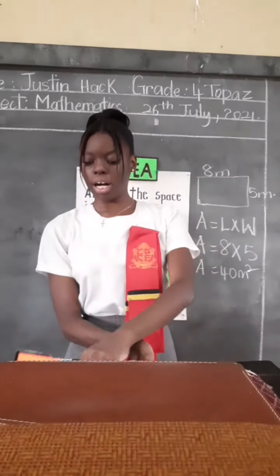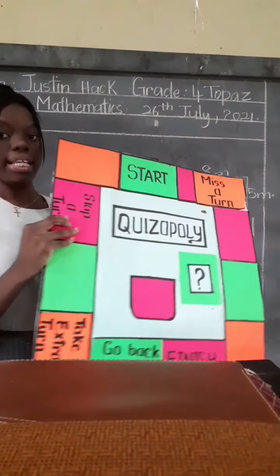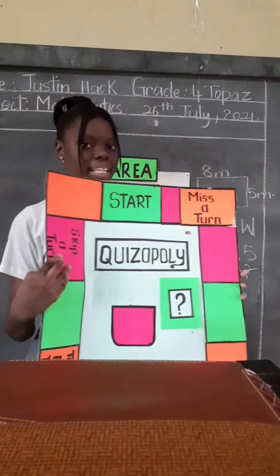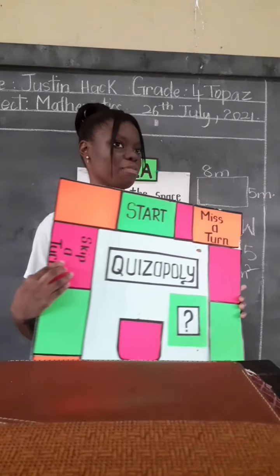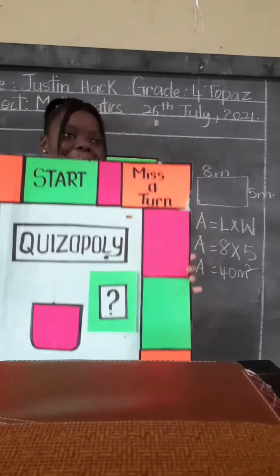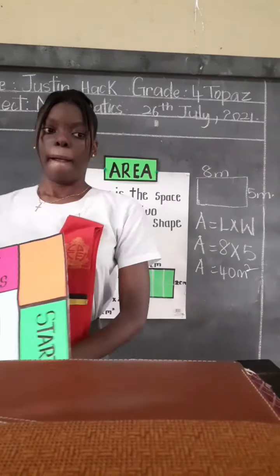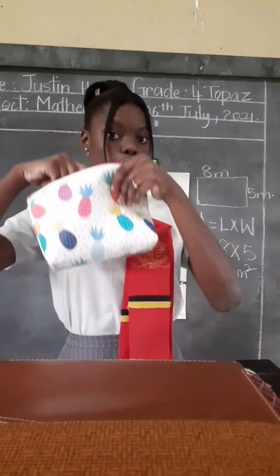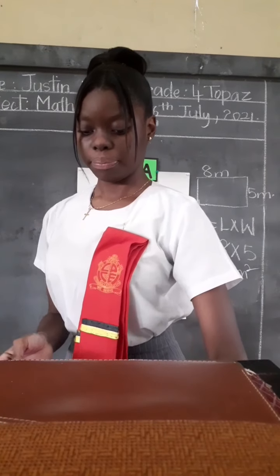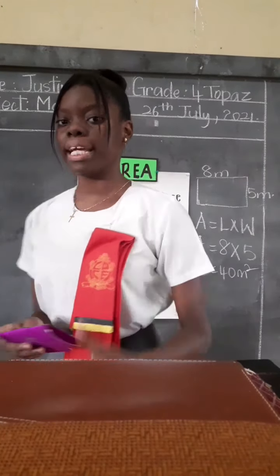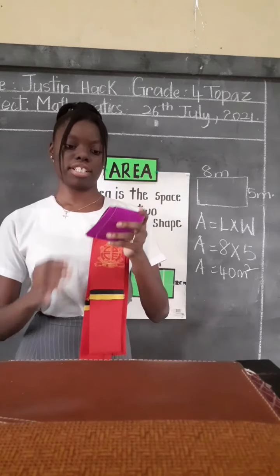Since we all understand that, Miss has a game for us to play. A very colorful game. And this game is called Quizzopoly, right? It's mimicking that of Monopoly. I know you recognize that name. Miss has 3 cards that she's going to give to each group. When you're playing the game and you're rolling your dice and you land on a question to solve or to find the area, you have to find it using one of these methods.